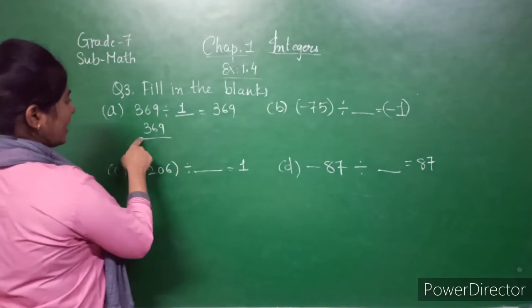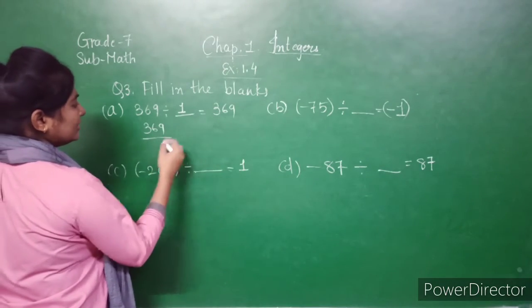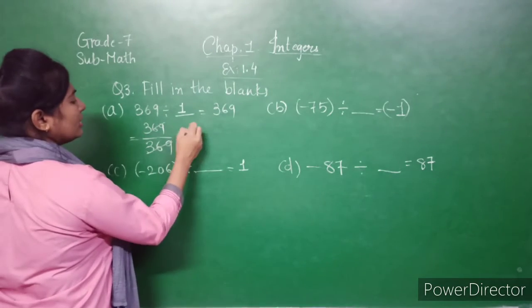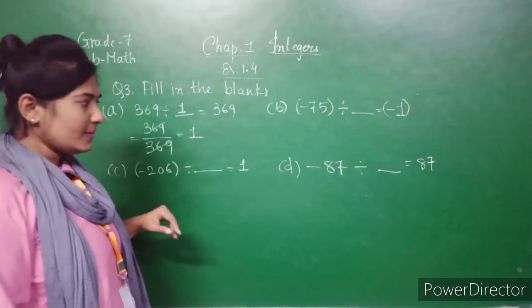So this is another method. 369 is given and here 369. So here 369 upon 369. So if we cut, here we got 1.